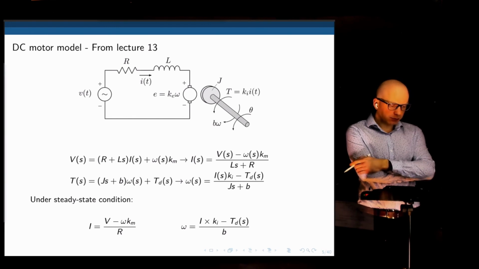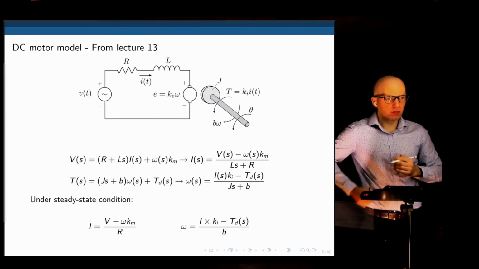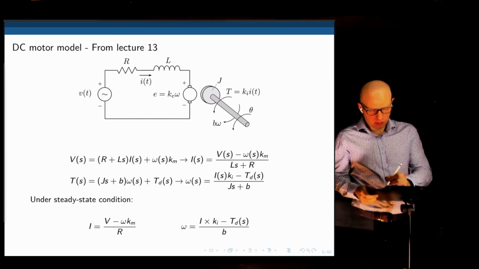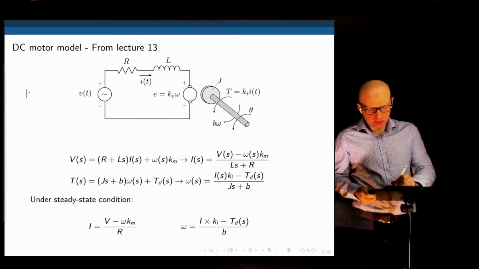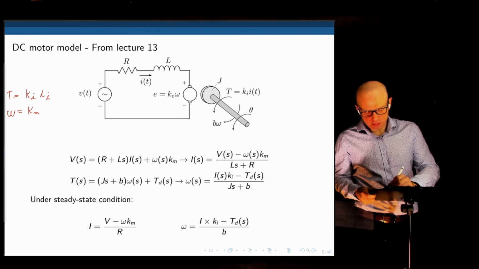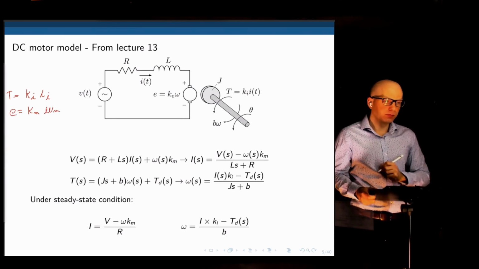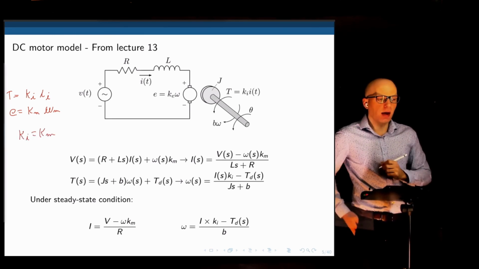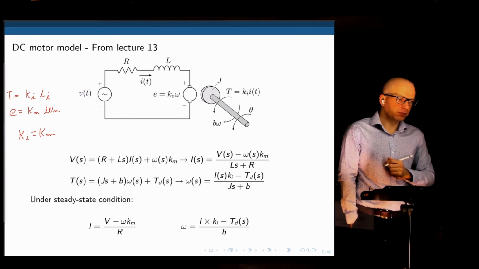Nobody? What is the difference between the KE in the circuit and KM in the first line? So KE gives the relation between the torque and the current. Km gives the relation between the back EMF and the speed. Ki, according to our last lecture, and Km are the same value.